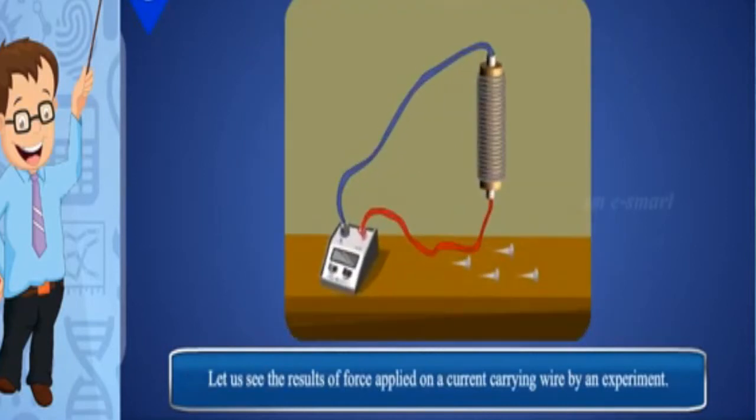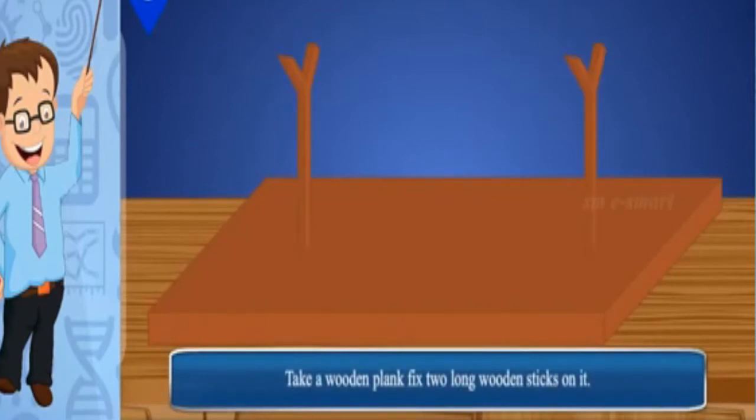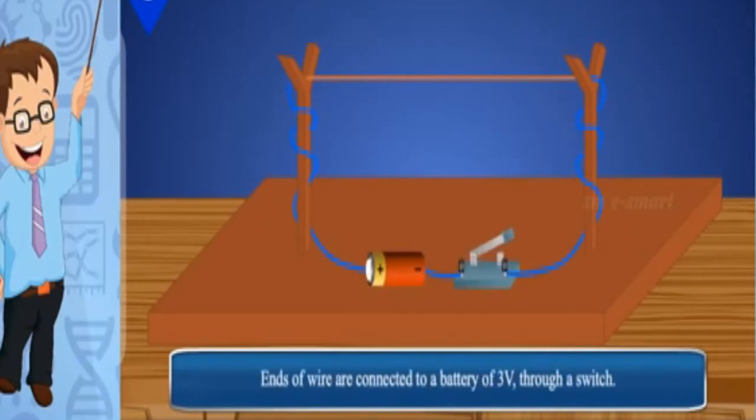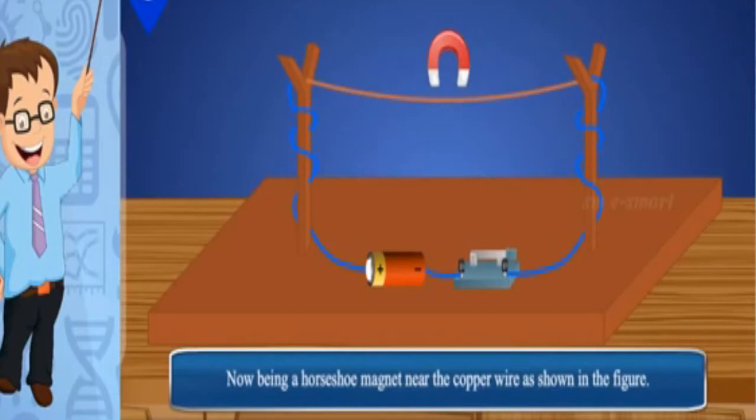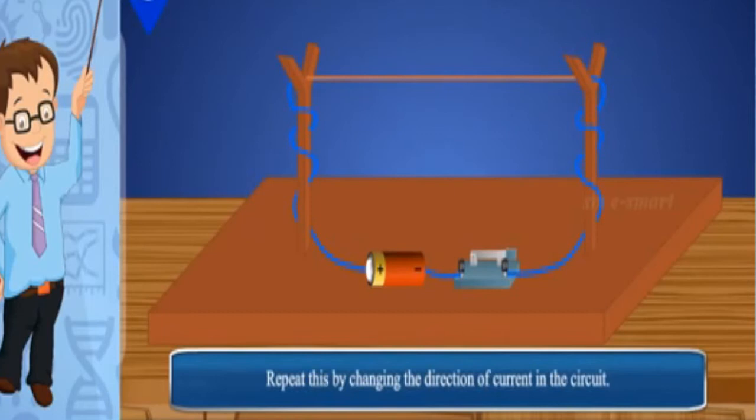Let us see the results of force applied on a current carrying wire by an experiment. Activity: take a wooden plank, fix 2 long wooden sticks on it. These sticks are split at their top ends. A copper wire is passed through the splits. Ends of wire are connected to a battery of 3V through a switch. Close the switch to make the circuit. Current passes through the wire. Now, bring a horseshoe magnet near the copper wire as shown in the figure. Observe the deflection of the wire. Change polarities of the horseshoe magnet. Again, observe the deflection. Repeat this by changing the direction of current in the circuit.